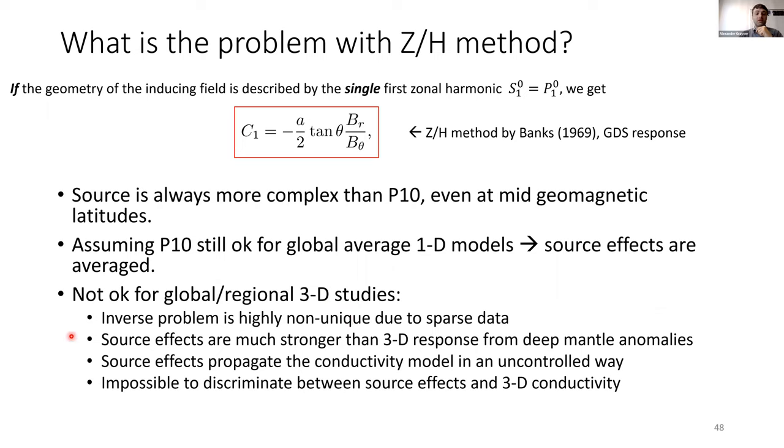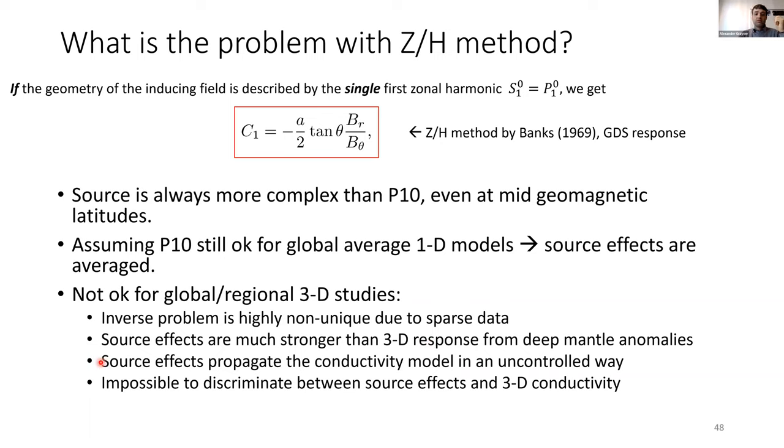And the reason it's not okay is because if you do a 3D inversion, the problem is highly non-unique, as always. And we usually have only a handful of stations that provide data of sufficient quality and longevity to derive these long period responses. The source effects on top of that, the effects in the field that are not due to this first zonal harmonic function, are much stronger than the responses from the 3D deep mantle anomalies. So you will see it on the next slide.